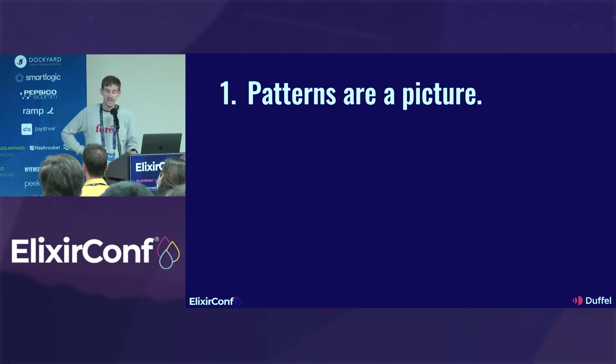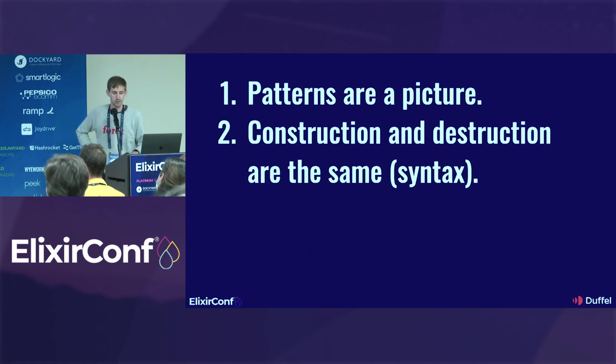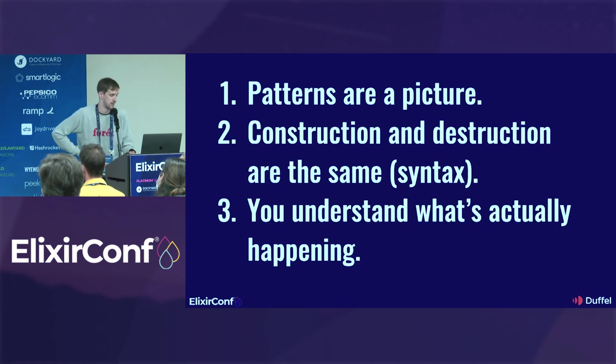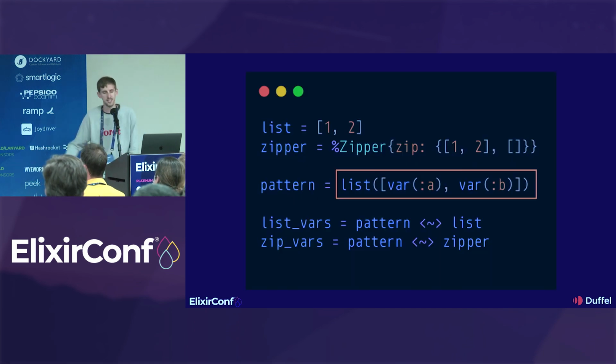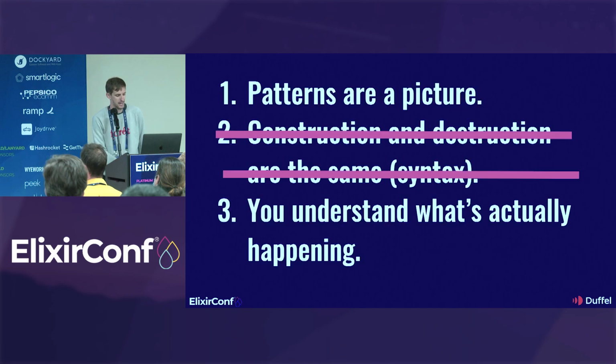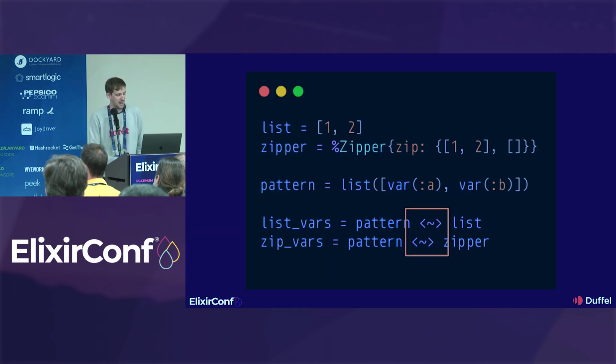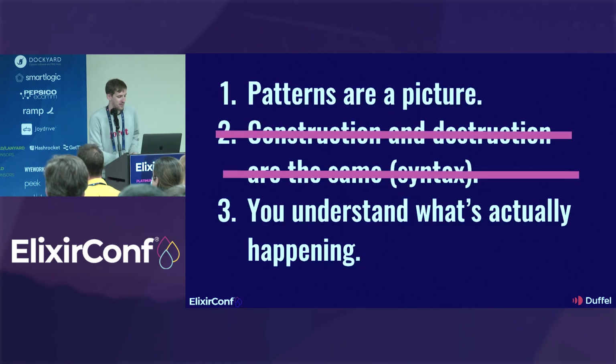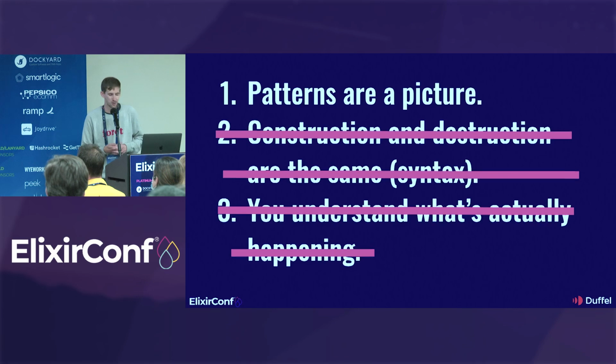The original things we said we liked about pattern matching were: patterns are a picture, construction and destruction have the same syntax, and you understand what's actually happening. Well, our syntax for the patterns has changed, right? So that's not true anymore. We've added indirection, which means from looking at a pattern, you can't tell exactly what's happening. And if you use what I just wrote, you probably couldn't tell what was happening even if you read the code. So you kind of lost a little bit there, right?